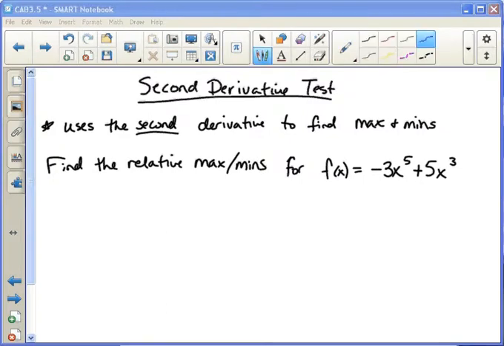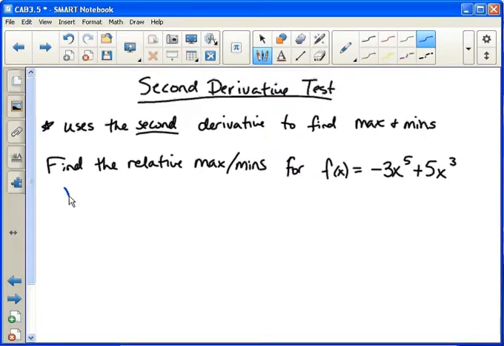The first thing we need to do is find where the maxes and mins might occur, and that's the same as before. Maxes and mins are going to occur where the derivative equals 0 or doesn't exist. So we'll find the first derivative, set it equal to 0. I'm going to factor out a negative 15x squared.